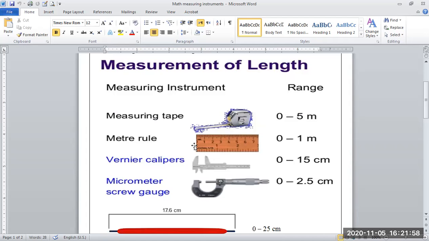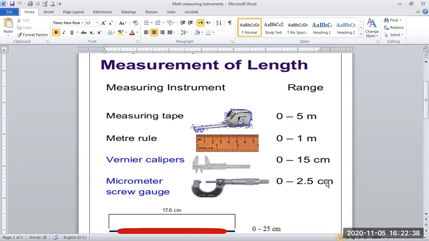The length of this meter ruler is 100 centimeter, so from 0 to 1 meter we can measure with this. And then the vernier caliper, this is from 0 to 15 centimeter, and this we also sometimes use to measure the depth inside a glass. The depth of the glass we also measure with this. And this is the micro screw gauge. This is used from 0 to 2.5 centimeter, accurately.